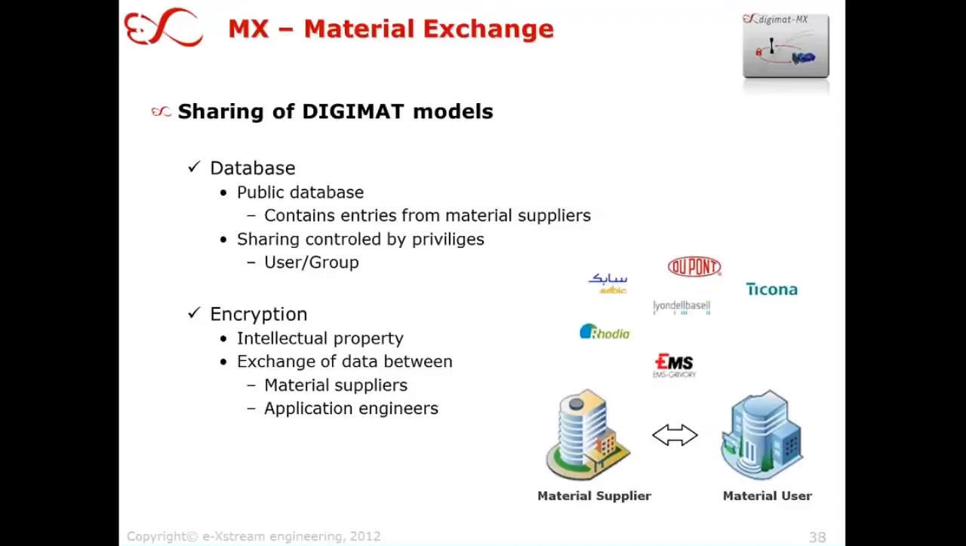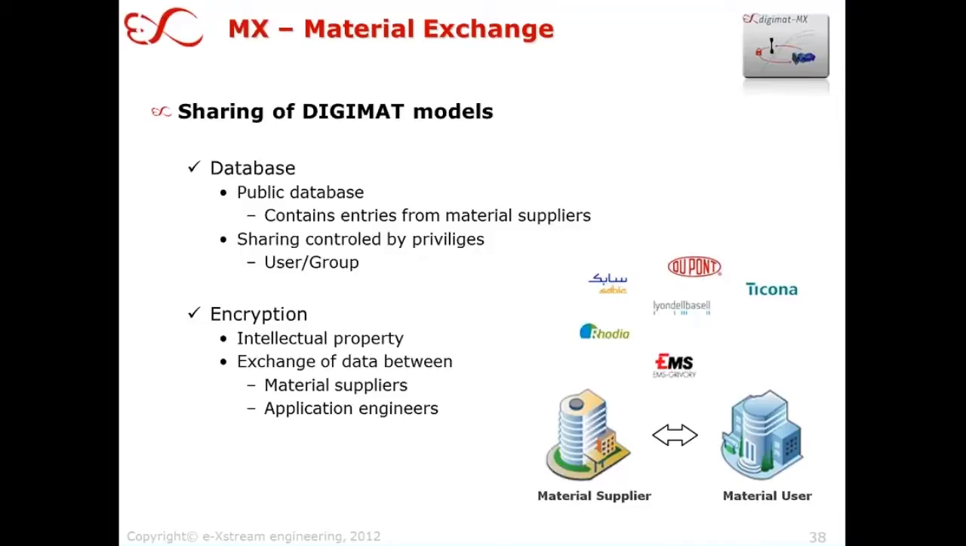And sharing is exactly the second idea of DIGIMAT MX. MX stands for Material Exchange Platform. Material Exchange is the exchange of material models for DIGIMAT between a material expert and an end user of the material card. Because, you have heard a lot now about the theory behind these DIGIMAT models, and reverse engineering is an art in itself. So you really need someone who has all this expertise to put together a high quality material model. And quite frequently these experts are material suppliers themselves.